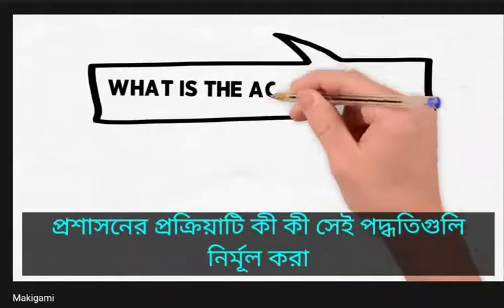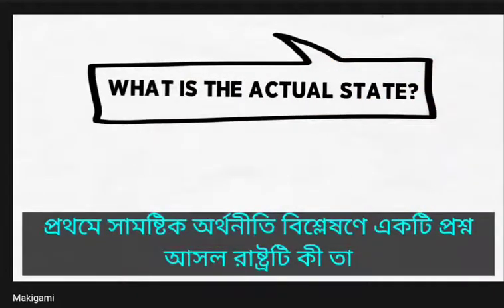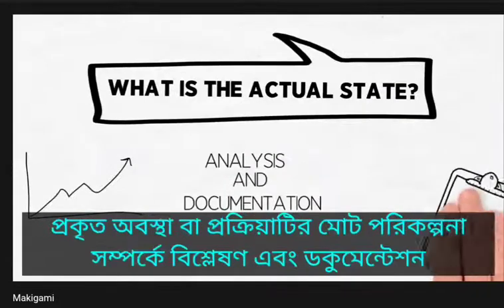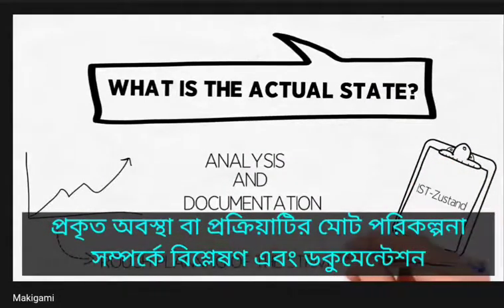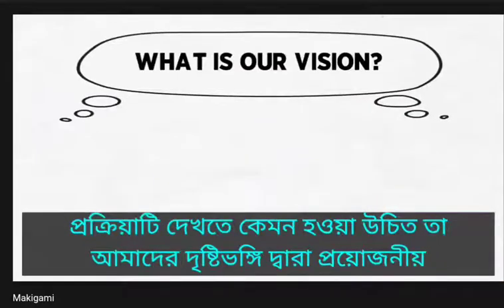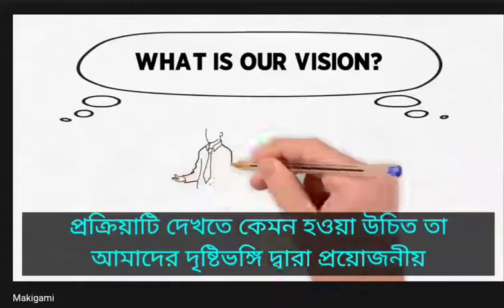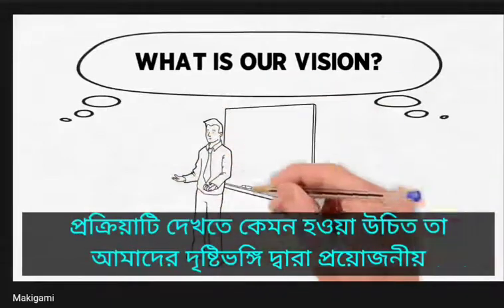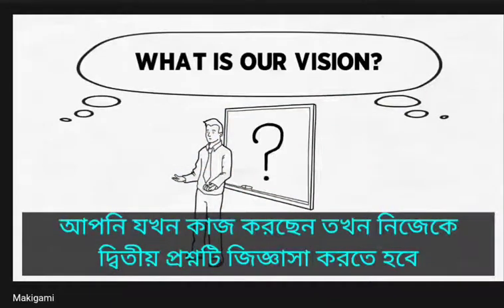What is the approach of the Makigami analysis? At first there's one question. What is the actual state? An analysis and documentation of the actual state or a rough planning of the process is necessary. What contains our vision? How should the process look like? This is the second question you have to ask yourself while you are working on the target state.